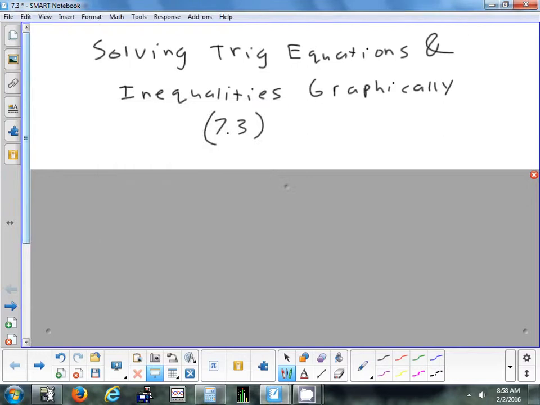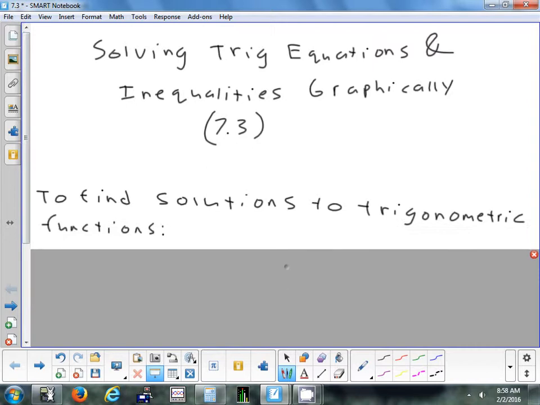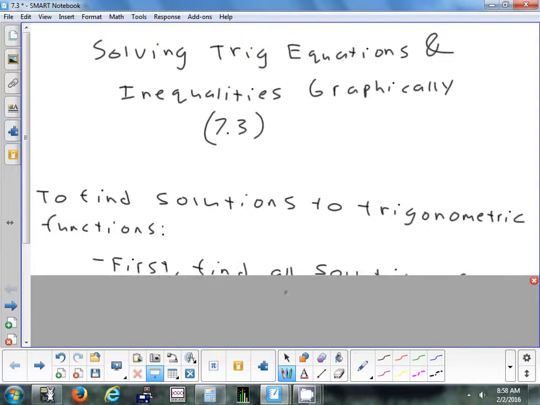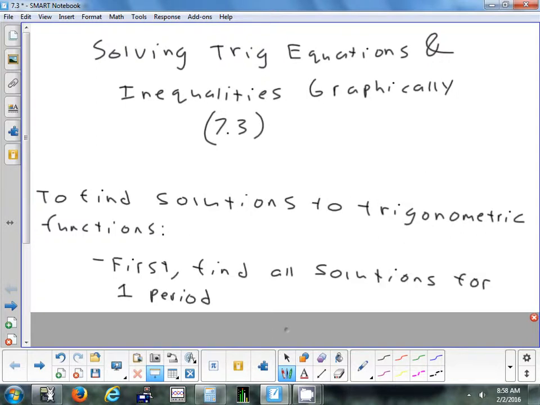All right, so today we're going to look at section 7.3, which is on solving more complicated trig equations graphically. Okay, you can do some of these algebraically, but for today we're going to do it graphically. The way we do it is pretty much the way we've been doing it all along. First, we've got to find all solutions in one period.